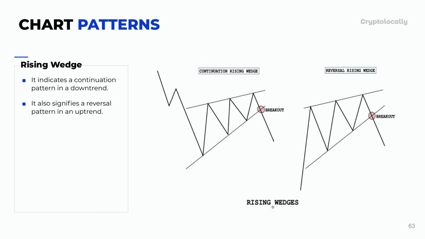But if you see rising wedge in an uptrend, it means that most likely there's going to be a reversal very, very soon. So if you see them in a downtrend, they signify continuous pattern, and if you see them in an uptrend, they signify reversal. So this will be the end of chart patterns. There are tens of chart patterns in the world, but these are the ones that we see mostly in the market. So take a break, and when you are ready, we'll see in the next video.